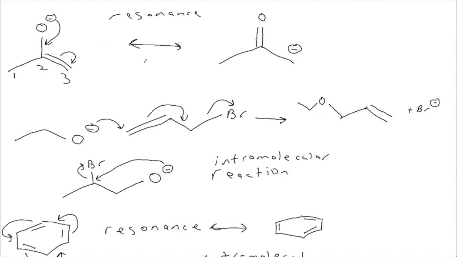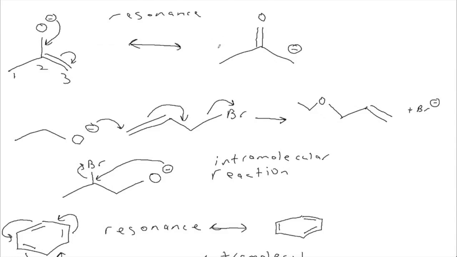So the molecule is not changing back and forth between these 2 pictures. The true molecule is a blend of these 2 pictures. So the molecule doesn't change from here to here. The molecule is just one thing, which is a blend of these 2 pictures.